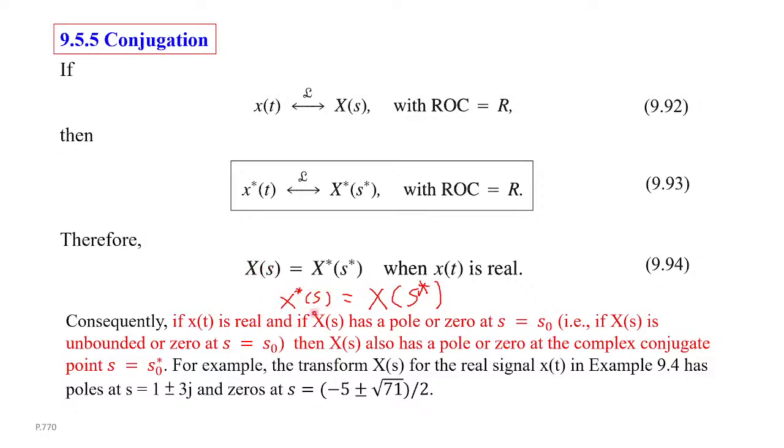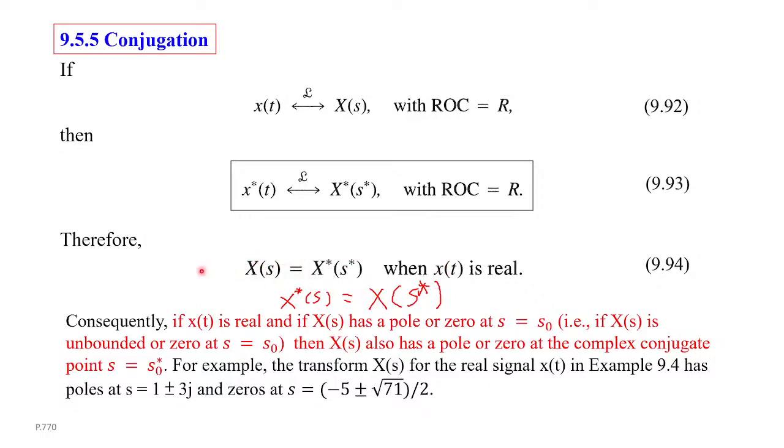Then X star of S is also unbounded because they do complex conjugation. It's also, complex conjugation doesn't remove divergence, right? So if you do complex conjugation with infinity, it's still infinity. So X of S is infinity, X star of S is infinity. Then that means X of S star is infinity.